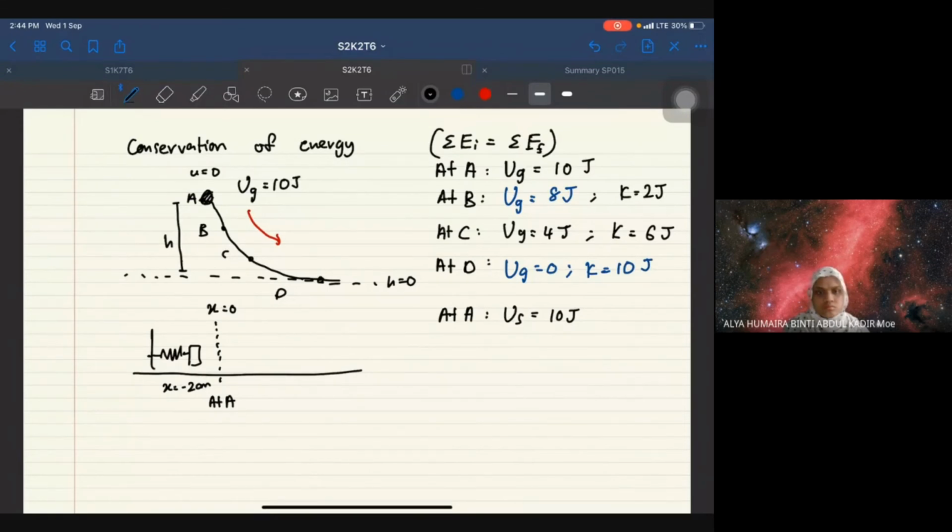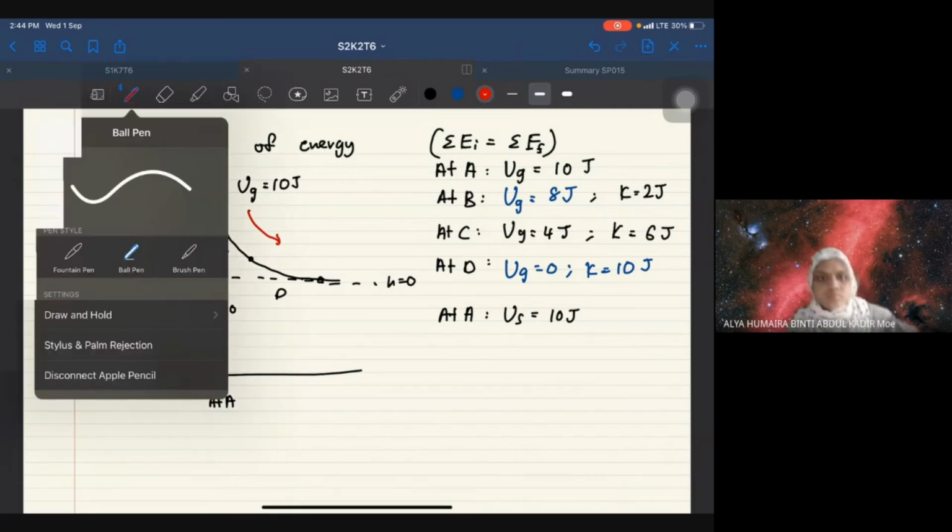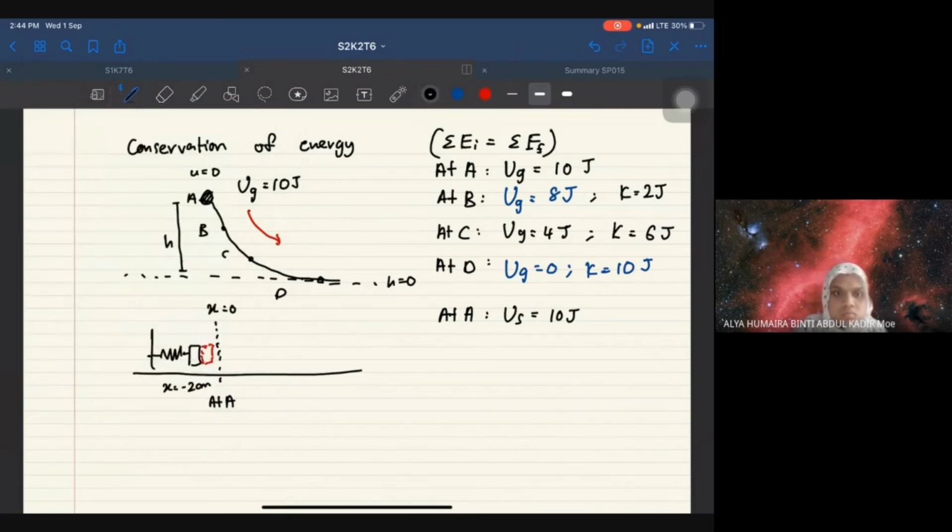Okay. As the object is being released, katakanlah dia tengah release. Let's say now my object is slightly over here. Dia dah bergerak. Maybe when x equals 1. So what types of energy do you think you have? At B, contohnya, energy apa yang kamu ada? Kinetic ke? Kinetic betul? US ada tak?